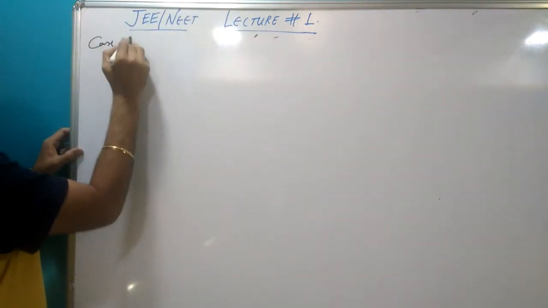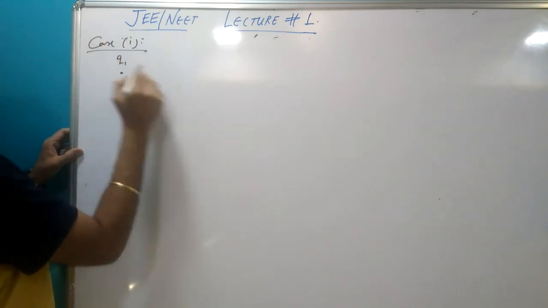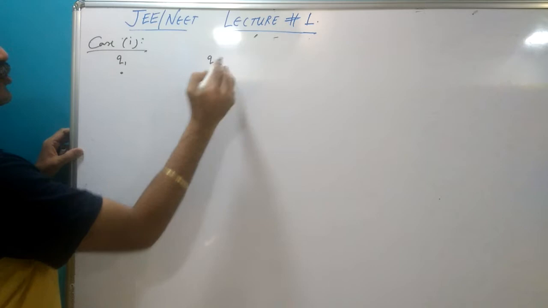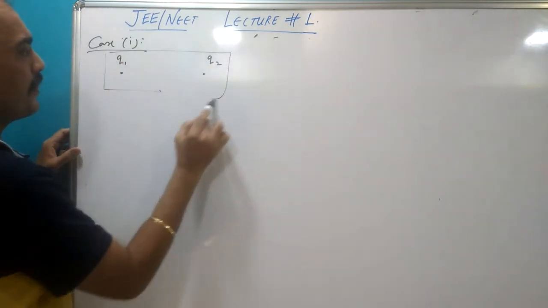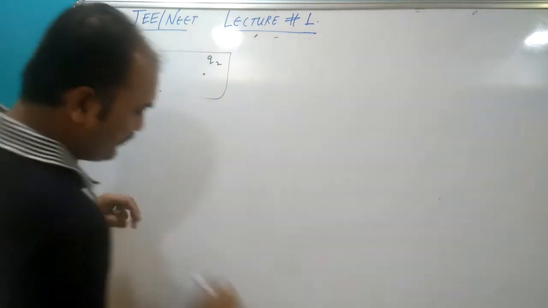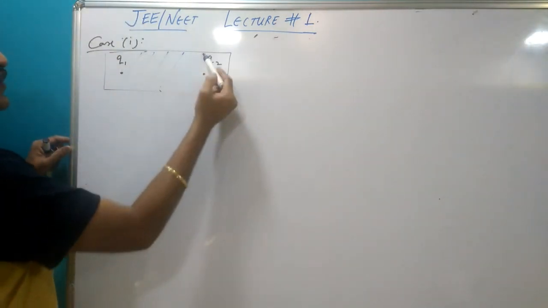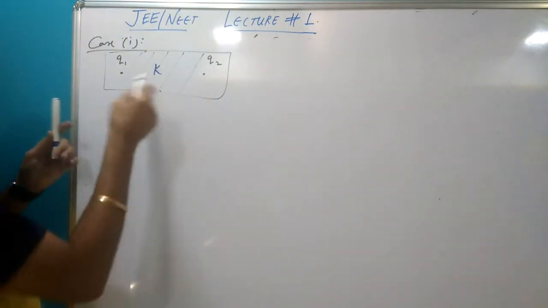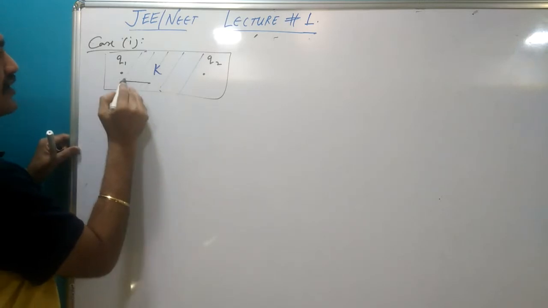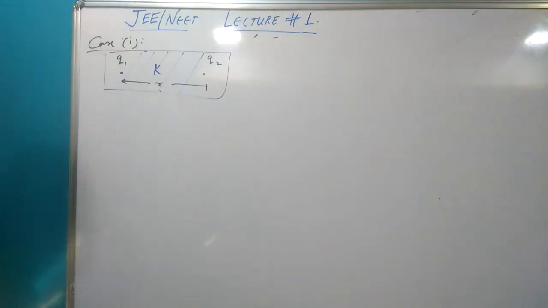case 1, let's talk about case 1. Two charges Q1 and Q2, and they are kept in a medium which has a dielectric constant. This is the medium separating both charges, and it has got dielectric constant K. This is big K, that was small k, the Coulomb's constant. Distance r. What would be the force now?